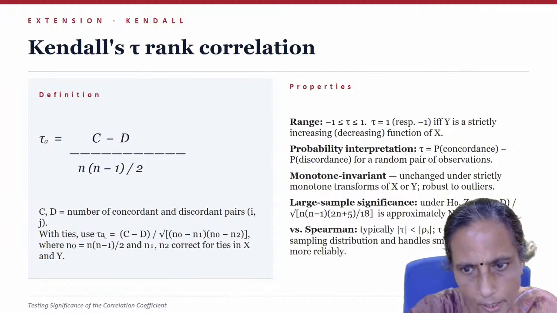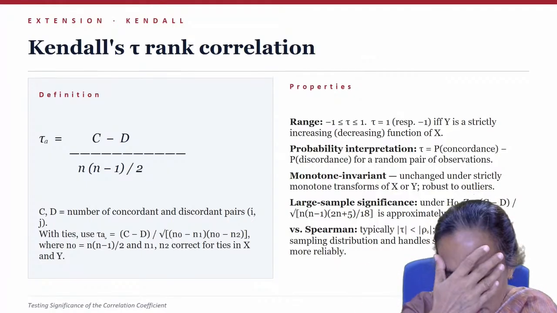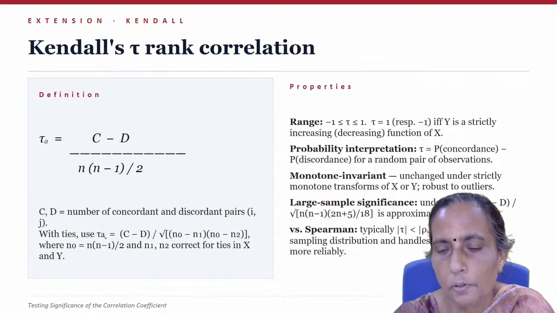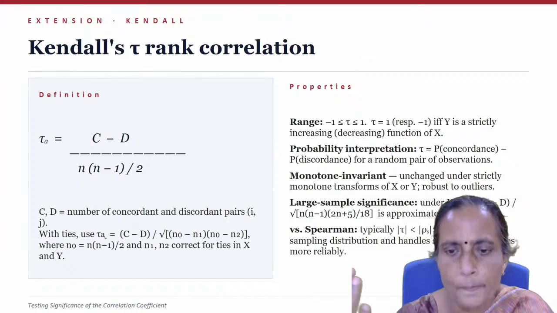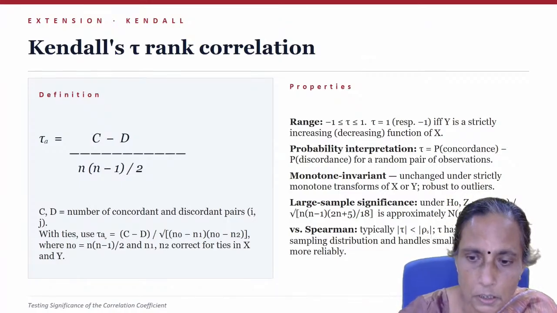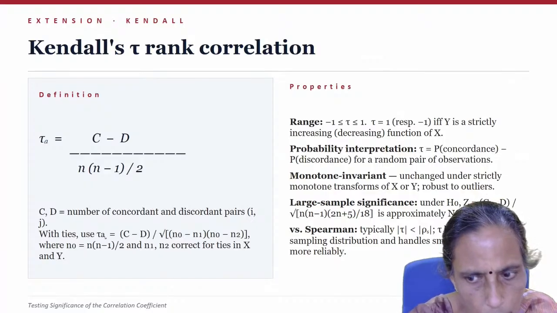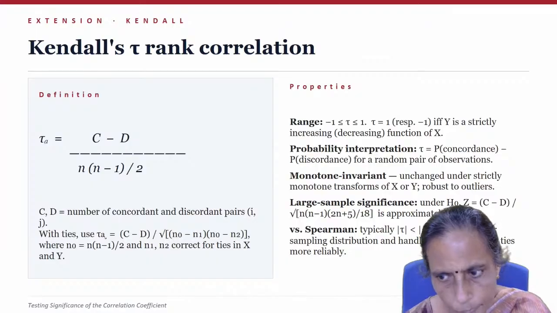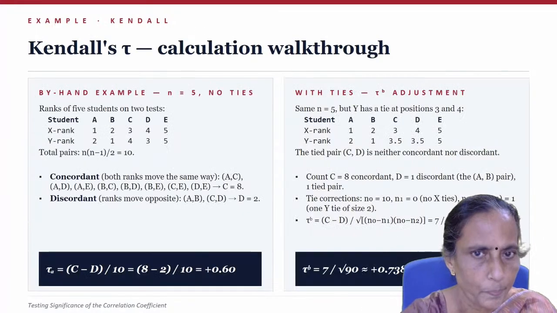So your range, as usual, is like any correlation. The probability interpretation: tau is equal to the probability of concordance minus the probability of discordance for a random pair of observations. It is monotone and invariant, with large sample significance. Versus Spearman's, tau typically has a cleaner sampling distribution and handles small n or many ties more reliably.